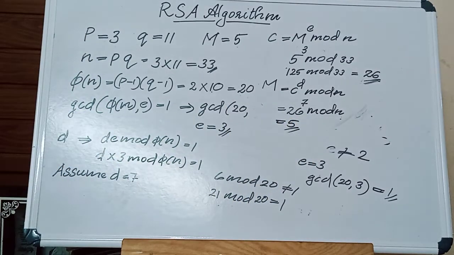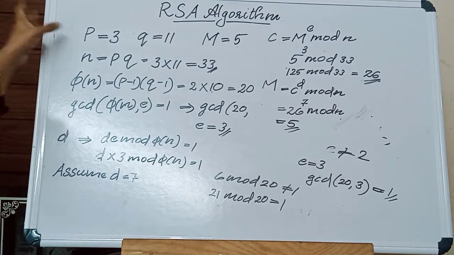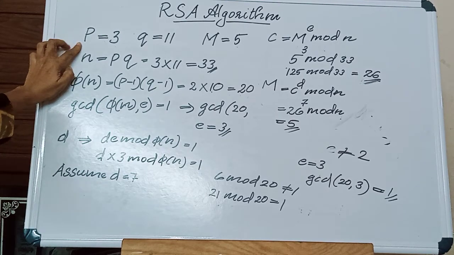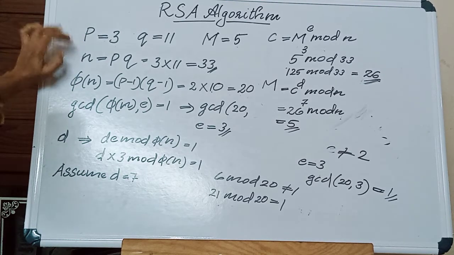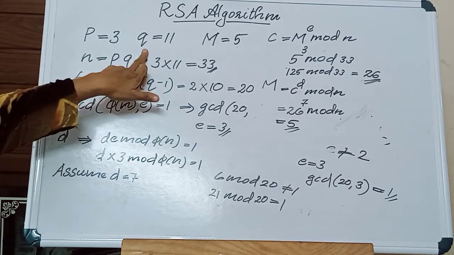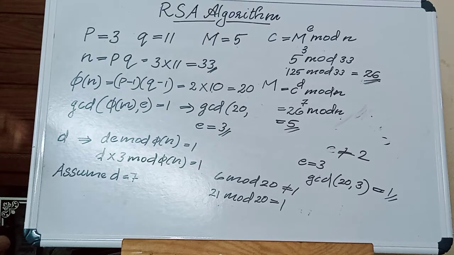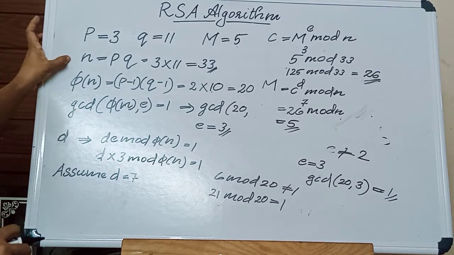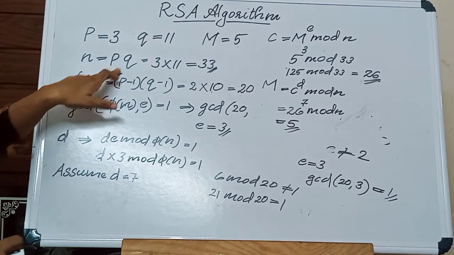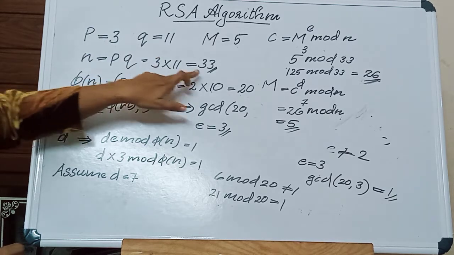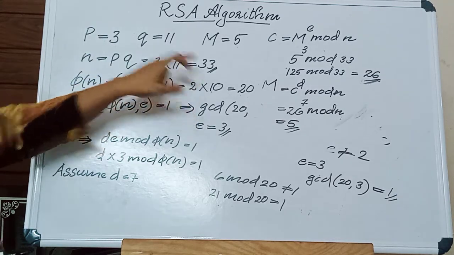Okay, it's a simple example for the RSA algorithm. Once again I will explain. First step is select two large prime numbers. Here assume p is equal to 3, q is equal to 11, m is equal to 5. Next, calculate n. n is equal to p into q. Here p is 3, q is 11, so we'll get the value 33.